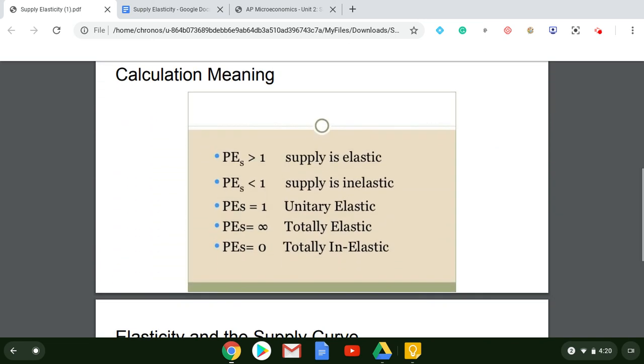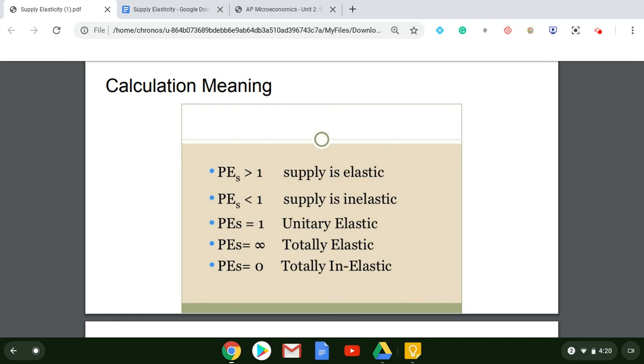So again, it's a lot like price elasticity of demand. Okay. If the elasticity is greater than 1, it's elastic. If it's between 0 and 1, it's inelastic. If it equals 1, it's unit elastic. If it's equal to infinity, it's totally elastic. Another way to say it is perfectly elastic. And if it equals 0, it's totally or perfectly inelastic. Okay. Just like price elasticity of demand.